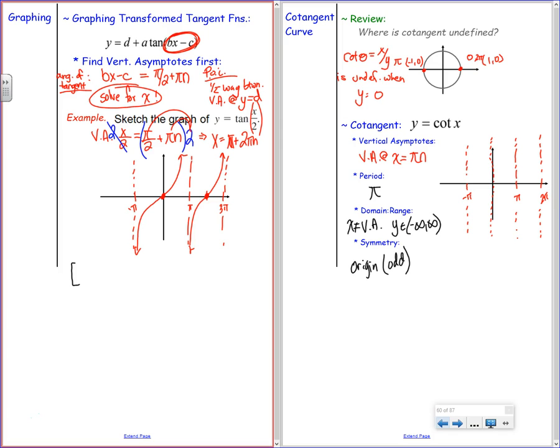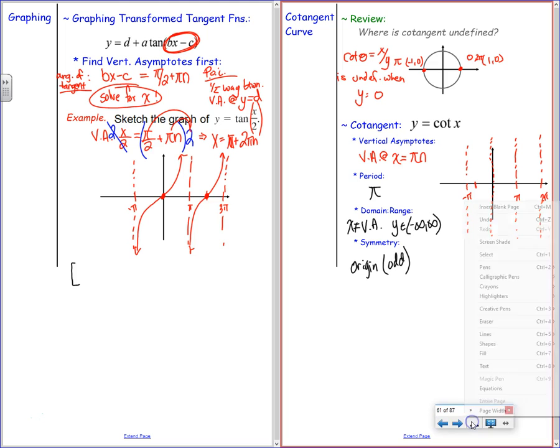And guys, is there a d in this equation right here? No. So where's it going to hit halfway in between? On the x-axis again. That's not very halfway, is it? What would I mark halfway in between 0 and pi? Half pi. Good. Cotangent's going to hit at half pi, and then over here it's going to hit at negative half pi.